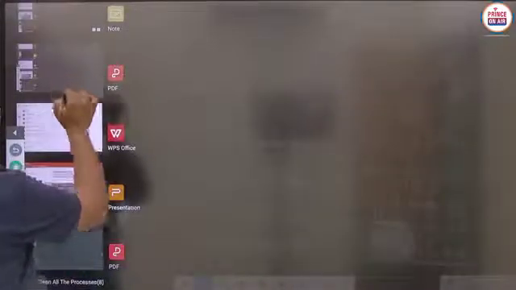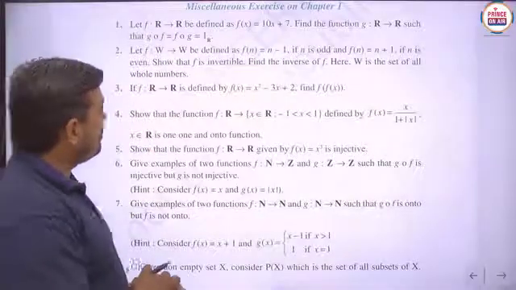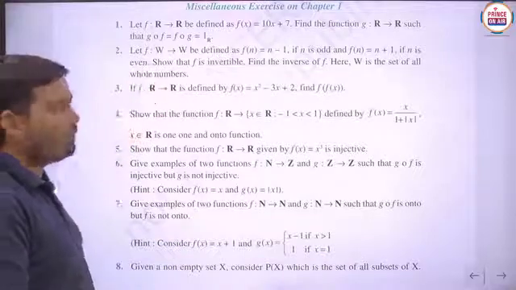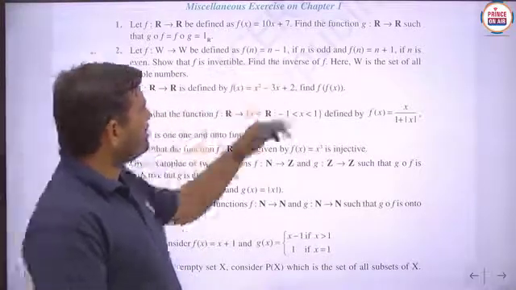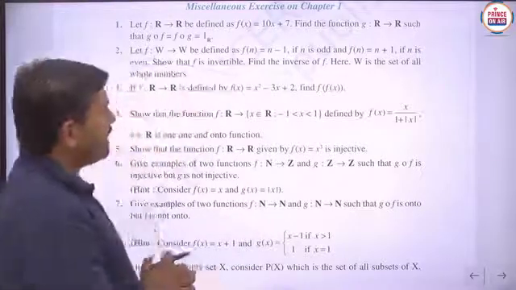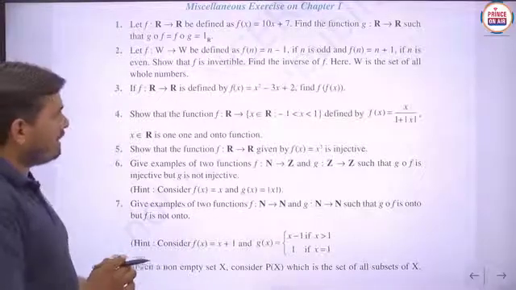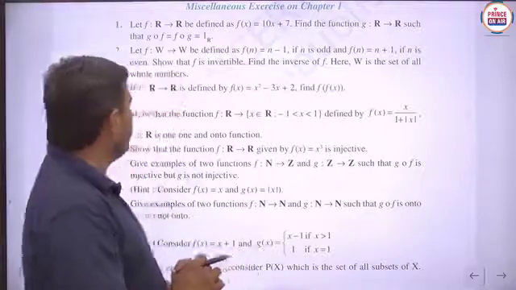Next question, number 2, you can see here. In this question number 2, first of all, there is a function f from W to W, where W is the set of whole numbers, defined as f(n) = n - 1 if n is odd, and f(n) = n + 1 if n is even. Show that f is invertible, and find the inverse of f, where W is the set of all whole numbers.